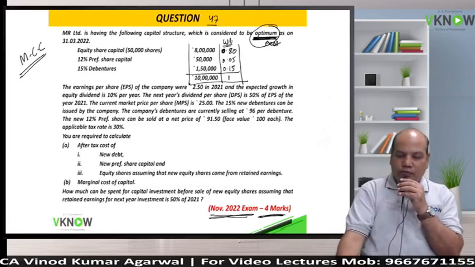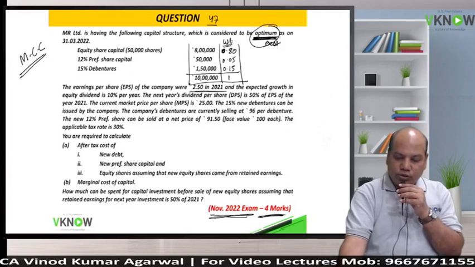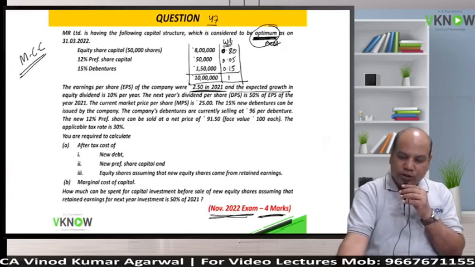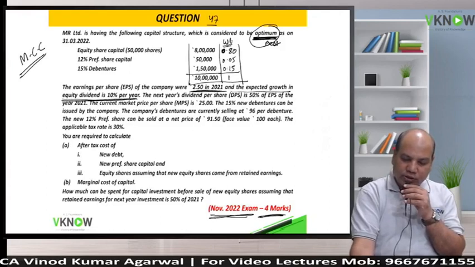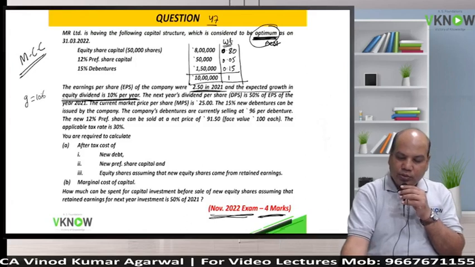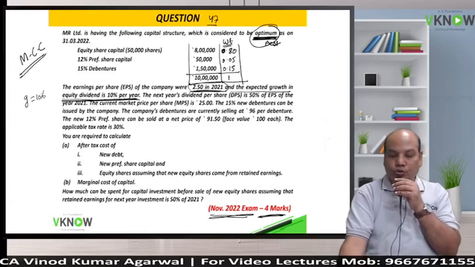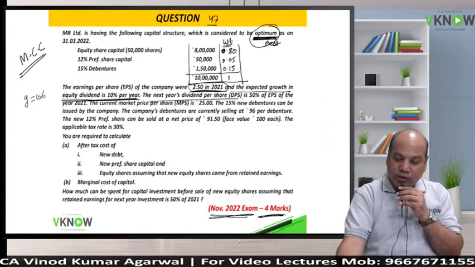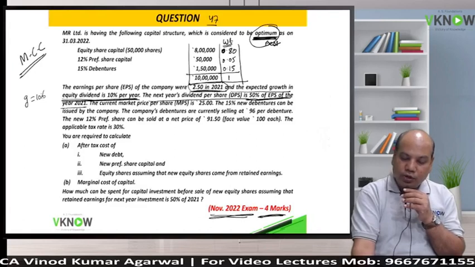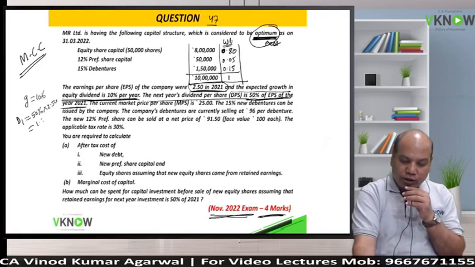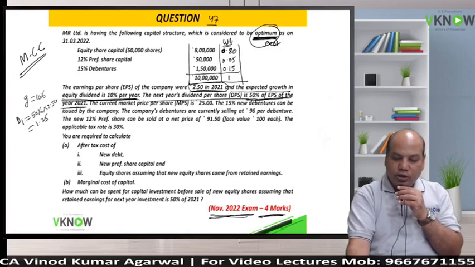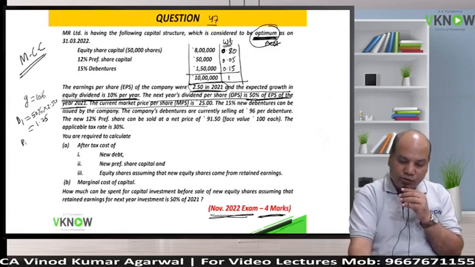The earning per share of the company was 2.50 in 2021 and the expected growth in equity dividend is 10%. So growth rate is given 10%. EPS is given for 2021, 2.50. The next year dividend per share is 50% of the EPS of year 2021. So D1 is equal to 50% of 2.50. So that will come to 1.25. Current market price is 25. P0 is given 25.